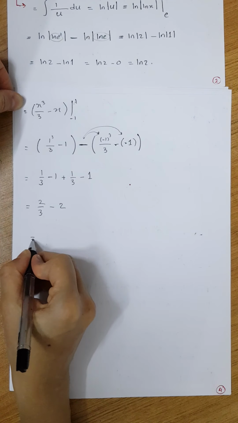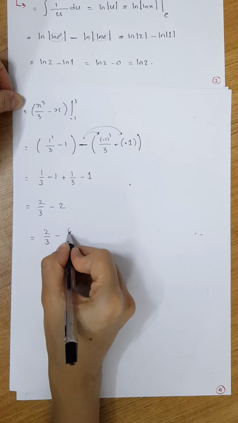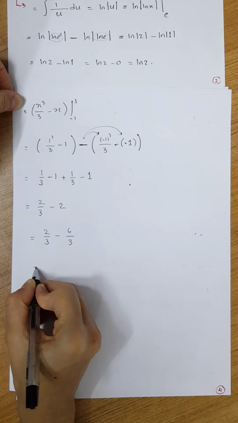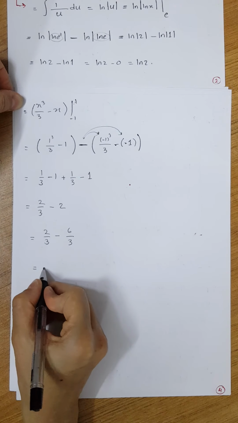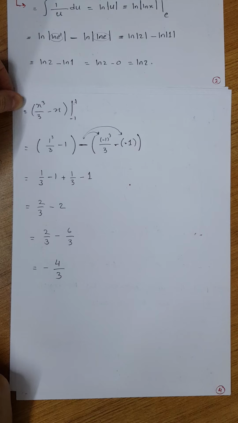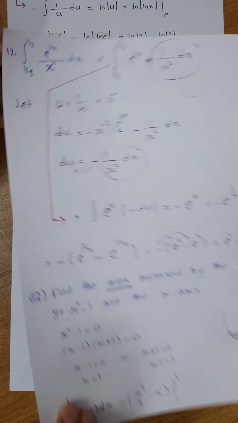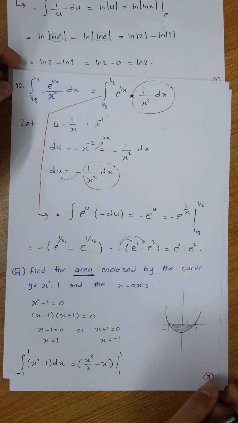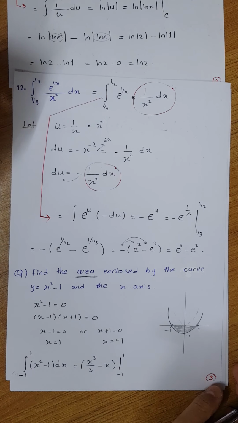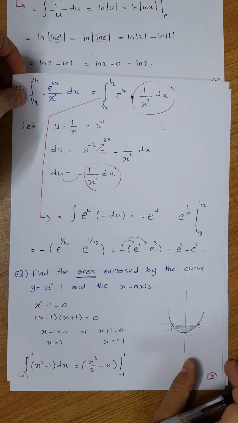Equalizing the denominators, that will be 2 over 3 minus, this one will be 6 over 3. So this one is equal to what? That's equal to minus 4 over 3. Okay, because 2 minus 6. Why is it minus 4 over 3? We are talking about area. Area must not be a negative number. But here we got a negative number. We got minus 4 over 3.